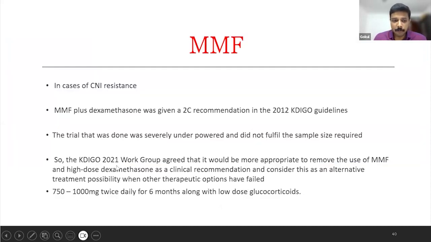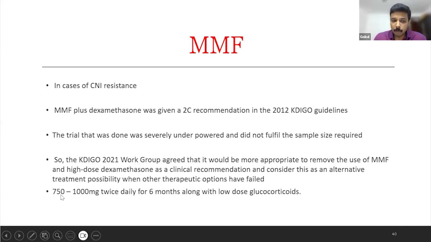So this is the evidence for MMF. MMF can be used in cases of CNI resistance. In the KDIGO 2012 guidelines, MMF plus dexamethasone was given as a 2C recommendation. But the problem was that the trial which dealt with MMF plus dexamethasone was severely underpowered. It did not fulfill the sample size criteria. So the 2021 work group said it would be appropriate to remove the use of MMF as a clinical recommendation. But it can be considered as an alternative treatment possibility when all other therapeutic options have failed.